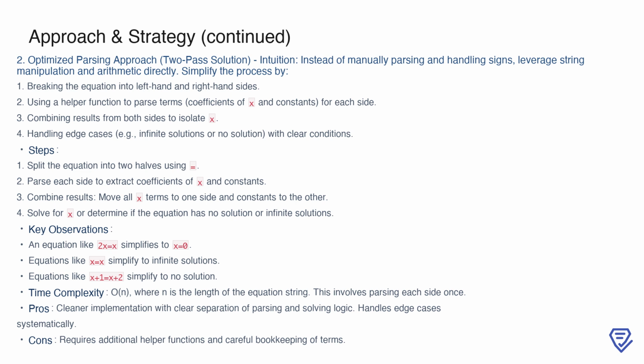For example, an equation like 2x equals x simplifies to x equals 0, while x equals x implies infinite solutions, and x plus 1 equals x plus 2 reveals no solution. With a time complexity of O(n), this method is efficient, as it involves parsing each side just once.